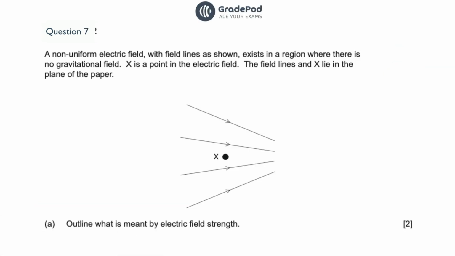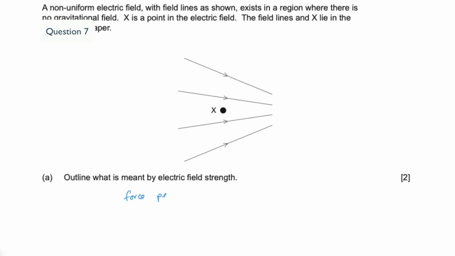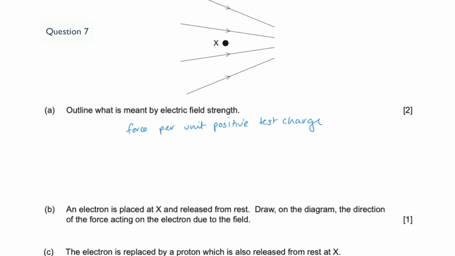A non-uniform electric field with field lines as shown exists in a region where there is no gravitational field. We're only dealing with electric field. X is a point in the electric field. The field lines and X lie in the plane of the paper. A. Outline what is meant by electric field strength. It is the force per unit positive test charge. That's all we need to write. B. An electron is placed at X and released from rest. Draw on the diagram the direction of the force acting on the electron due to the field.